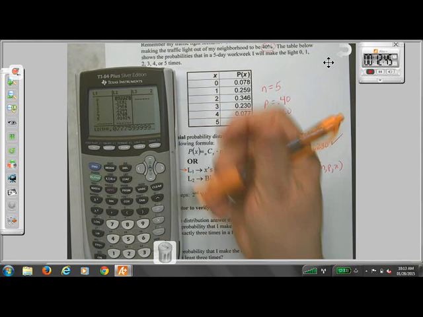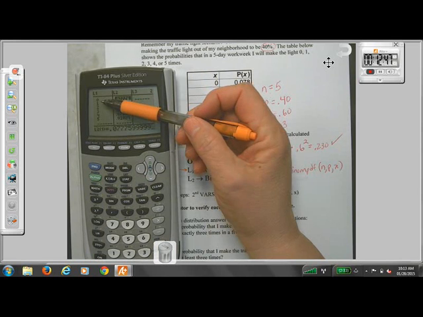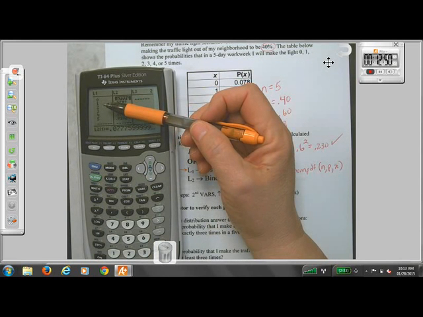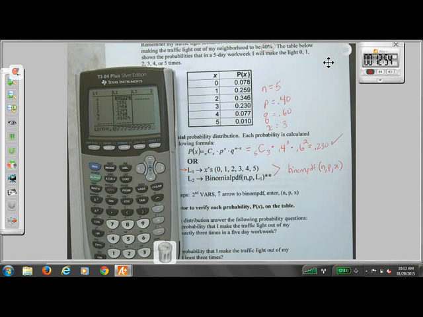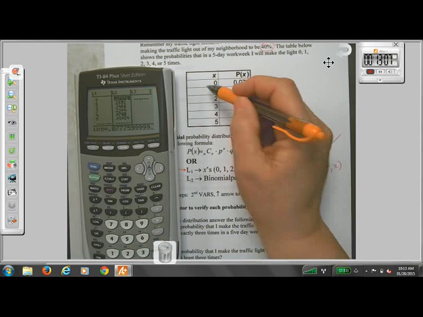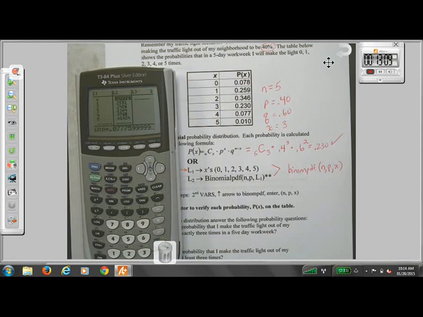The key is to know what your N is, and also one of the most common errors when you're making a table on your own is to leave out 0. These are events and their probabilities, and in the case of a binomial, 0 times can happen. We could just not make the light at all in a 5-day work week. That can happen. So 0 is always one of the values in the data set.